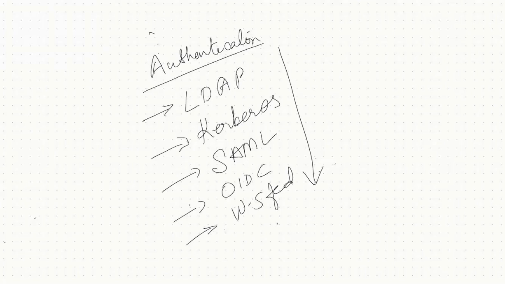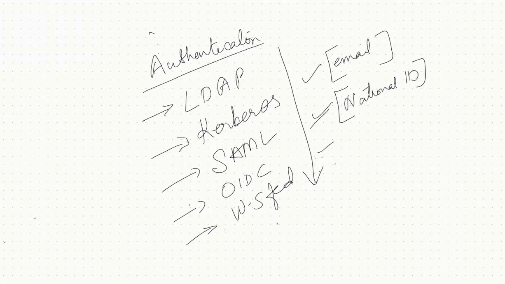Initially it was LDAP, basic Windows functionality. Then Kerberos came into the picture. Then came SAML, OAuth, and all of these protocols, which primarily help you with authentication. Now, authentication use cases are where you want to prove identity. You can prove identity using your email, your national IDs like Aadhaar, PAN card, passport. You can use your biometrics.